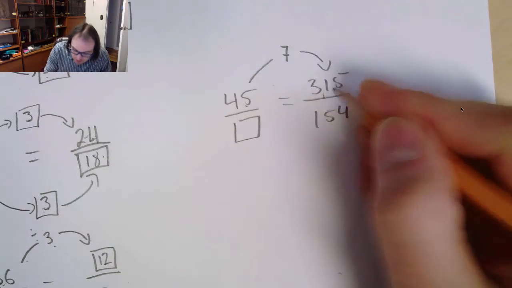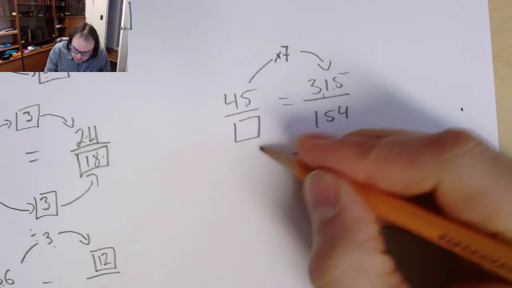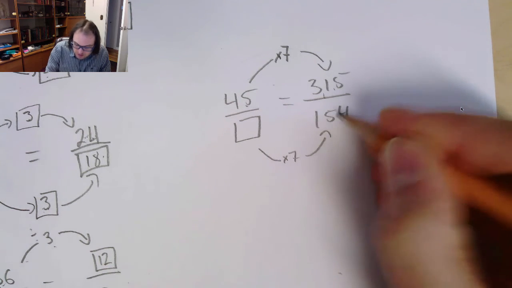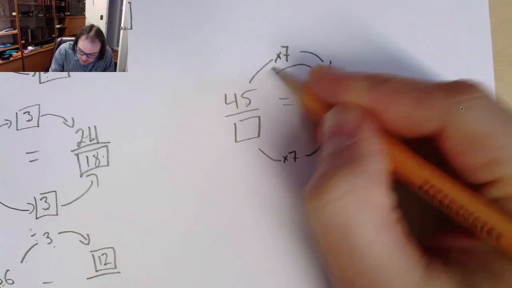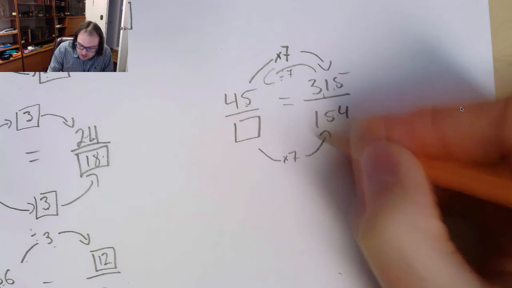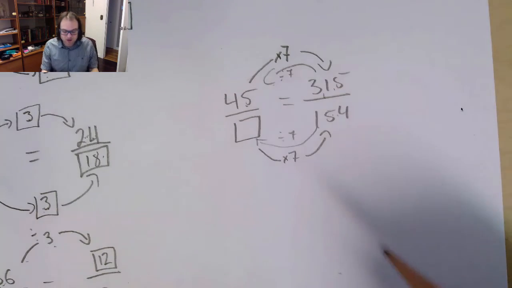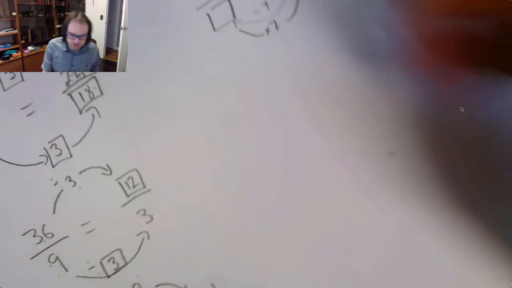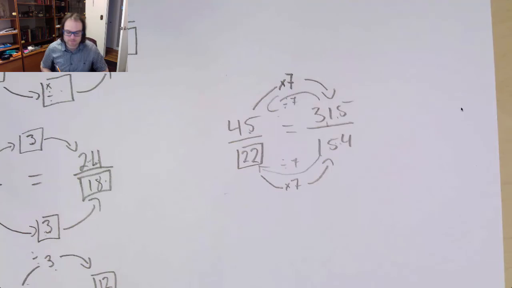And since we're getting bigger, that must mean we are multiplying to go this way. So if I'm going this way here, I have to multiply by 7. Well, what's the opposite? If I want to go from this number to this number, I must divide by 7. So I'm going to have to go 154 divided by 7. And that's going to give me 22. And that's how we do that.